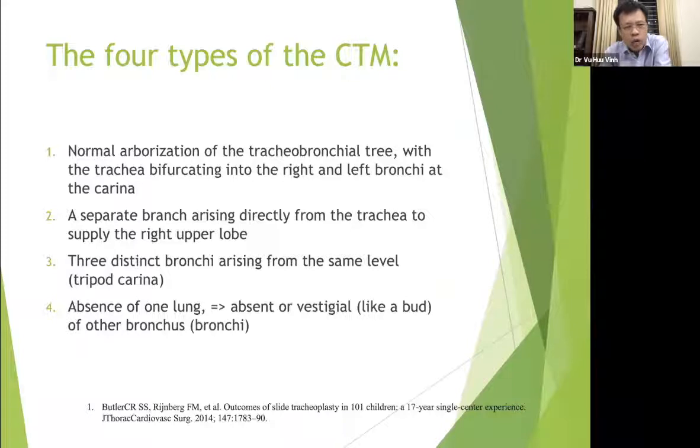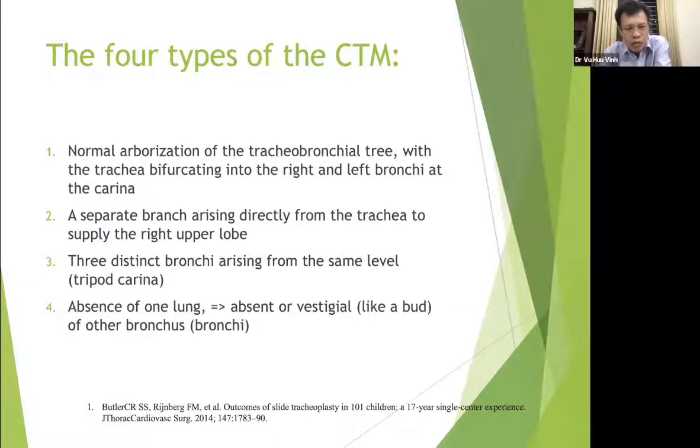Okay, how about the classification? Before, there were several kinds of classification. But in the end, most authors agree that it should be divided into only 4 types. The reason is that the new classification serves the surgical repair. As I said before, there are 4 types, but the first is a normal branching pattern. It means there is no change in the tracheobronchial tree.